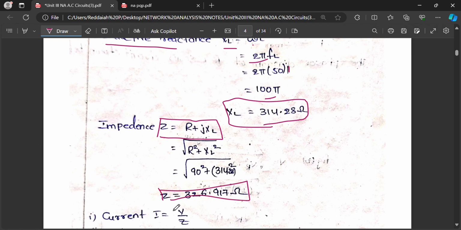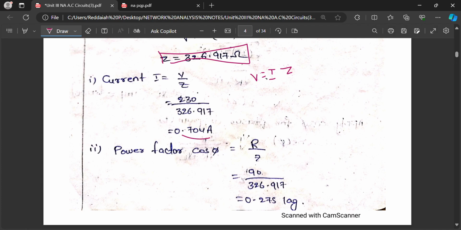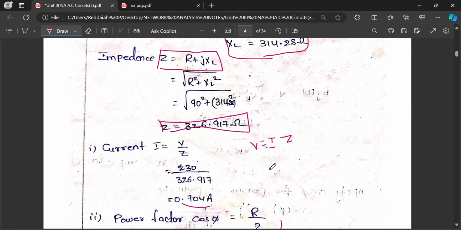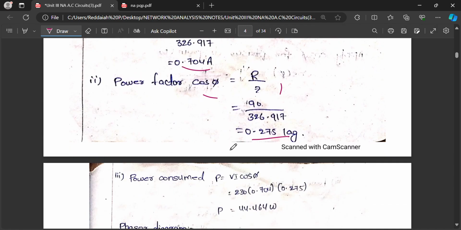Now what is the current? Current I equal to V by Z. Ohm's law for AC circuit is V equal to IZ, then from this I equal to V by Z. Then you can calculate I. Power factor cos phi equal to R by Z. If you get 0.275, or for this Z, what is the phase angle? If you convert this from rectangular form into polar form, you will get Z at an angle of theta. This angle should be the same as this angle.